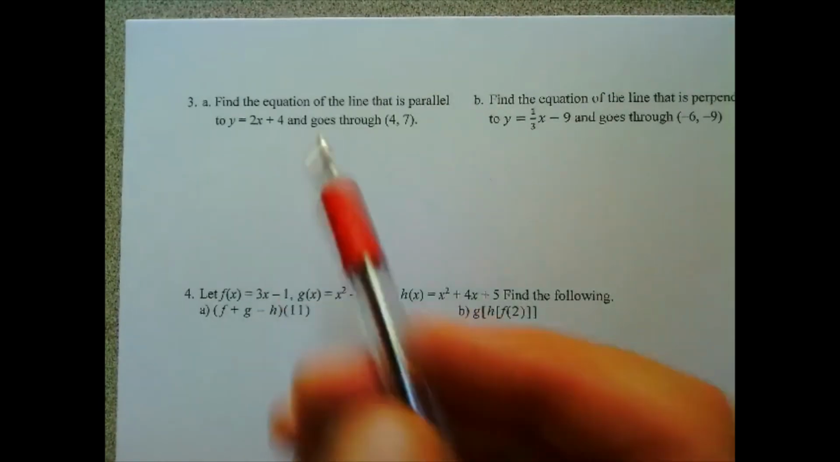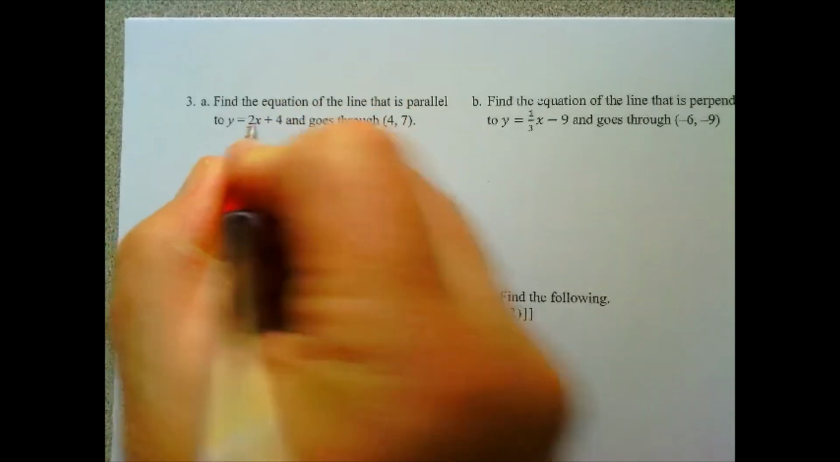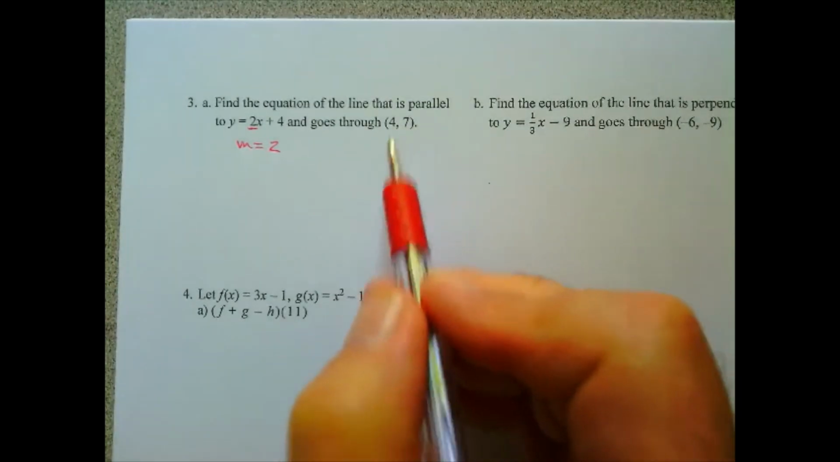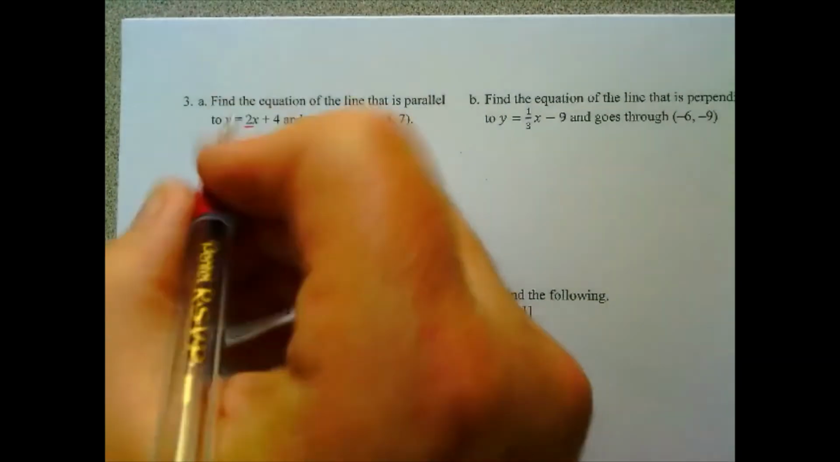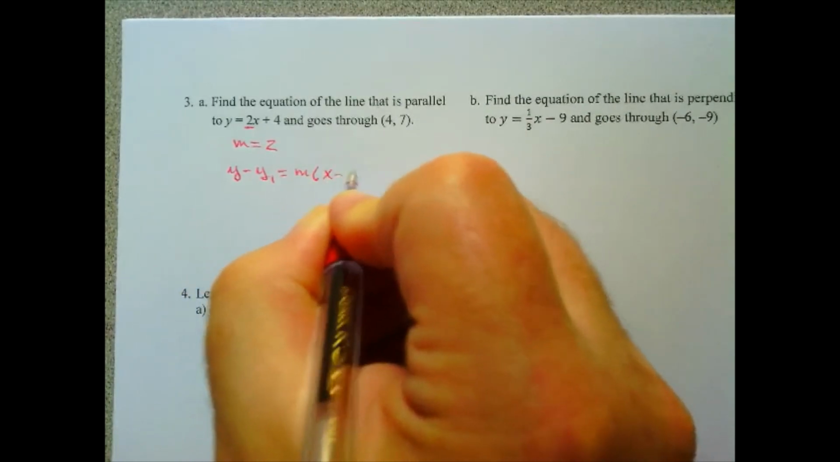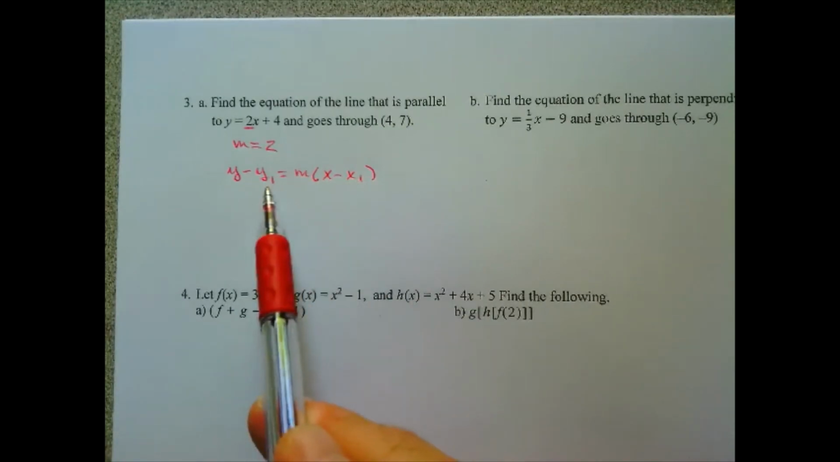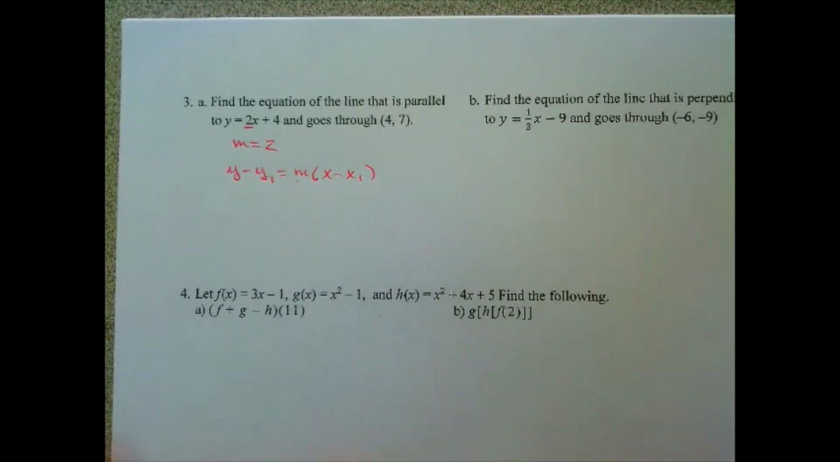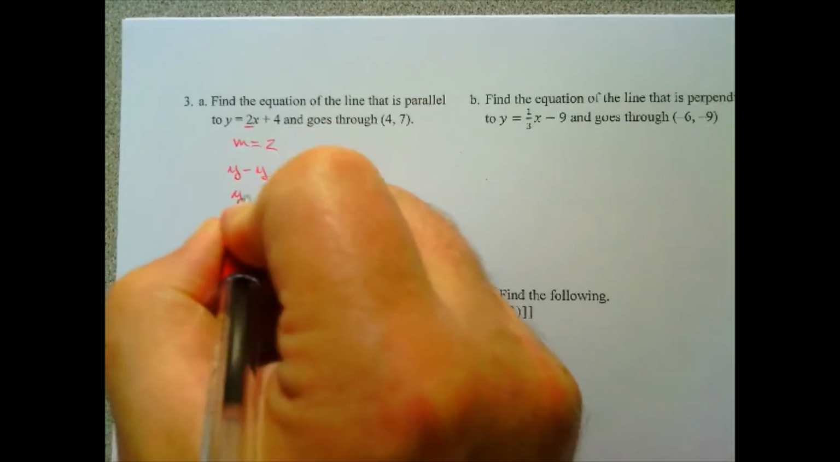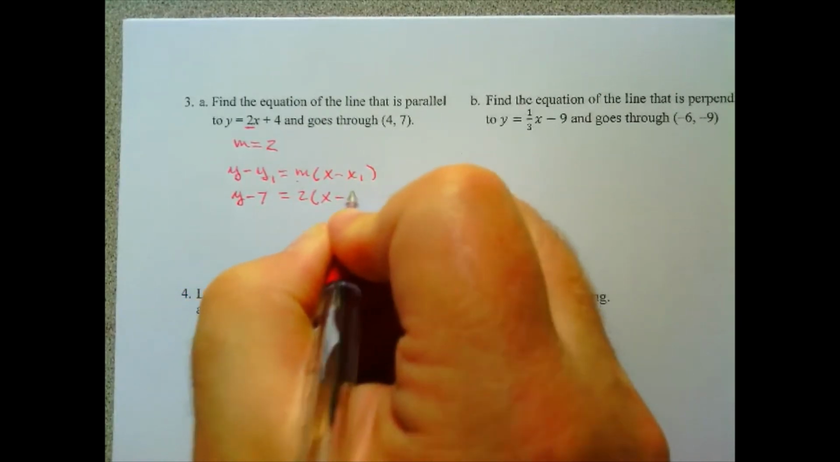So I want to find the equation of a line that is parallel to this line here, and so here is our slope. So m equals 2, and this line goes through this point. So we're going to use the point slope equation. y minus y1 equals m times x minus x1, where the point, 4, 7, will go into the x1 and y1, and the slope 2 will go there. So y subtract 7 equals 2 times x subtract 4.